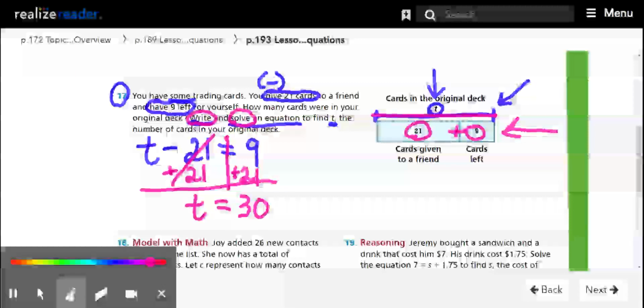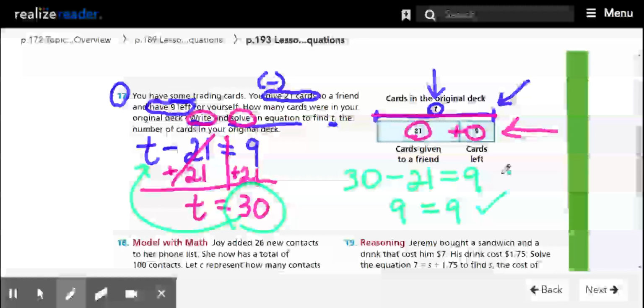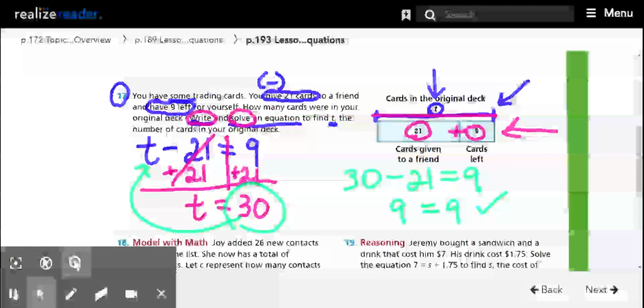I say we think it's 30 because a good math student then should check their answer. Okay, so the last thing would be to take 30 and substitute it back in the equation and make sure it works. So substituting 30 in where T was, taking away the 21 cards we gave away, and we think we have 9 left. Double checking your math, 30 minus 21 is 9, and it is supposed to equal 9. The equation is balanced, so that is your check step. Okay, so make sure you have this recorded. We're going to take a look at number 18 next.